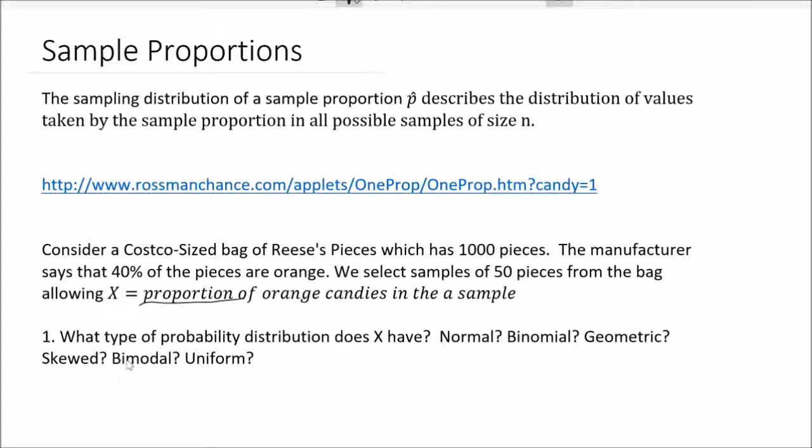So first of all, let's do a quick review. What type of probability distribution are we looking at here? Are we looking at a normal, a binomial, a geometric, a skewed, a bimodal, something that's uniform maybe? Let's see, think about that for just a second. Well, it turns out this is a binomial. The reason for that, look at it. We know the number of trials, essentially each of the 50 pieces is its own trial. And we know the probability of success, defining success as being orange for any one of those. So we actually know this is binomial.